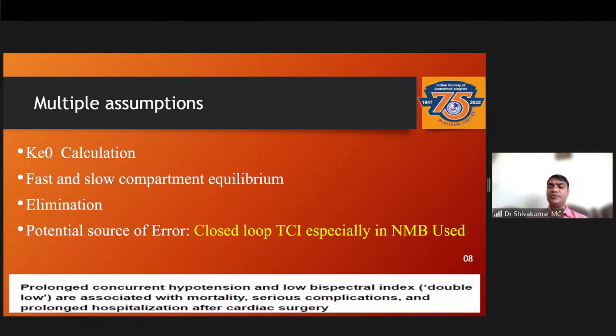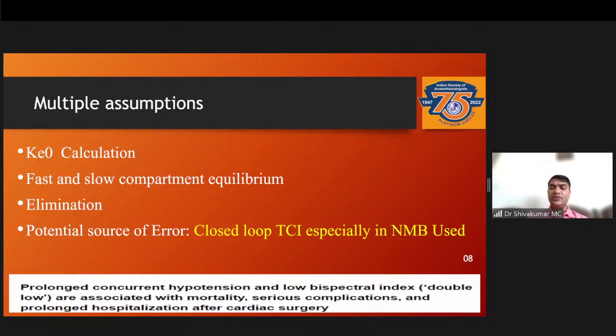So we need to use closed loop target controlled infusion, especially when we are using neuromuscular blocking agents. Awareness during TIVA TCI is more common when neuromuscular blocking agents are used. The European Society of Intravenous Anesthesia recommends that whenever you are using TIVA TCI with neuromuscular blocking agents, use some form of depth of anesthesia monitoring. Prolonged concurrent hypotension and low bispectral index are associated with increased mortality and increased hospitalization, especially after cardiac surgery. So use the bispectral index.